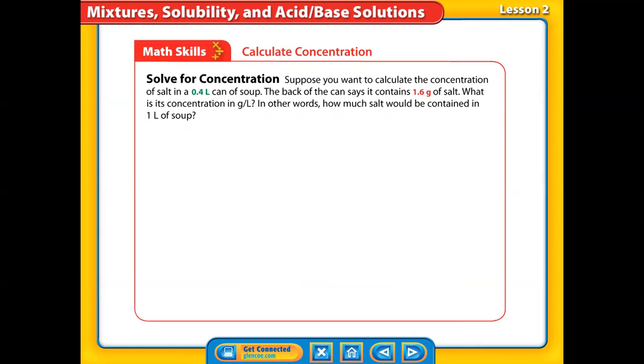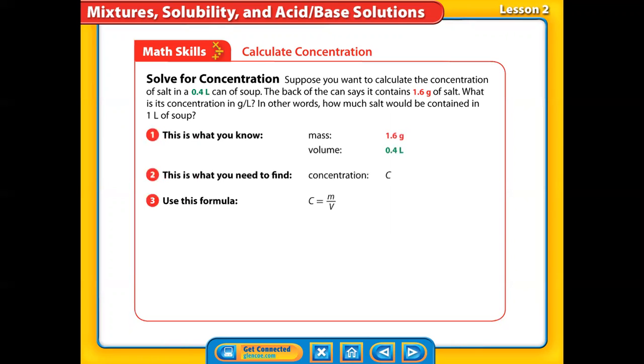So for example, let's take a practice. Suppose you want to calculate the concentration of salt in 0.4 liter of soup. So 0.4 represents the volume of the solvent, and the amount of the solute that dissolves in that solvent is 1.6 grams. So if we have 1.6 grams of salt dissolving in a soup whose volume equals 0.4 liters, how much is the concentration?